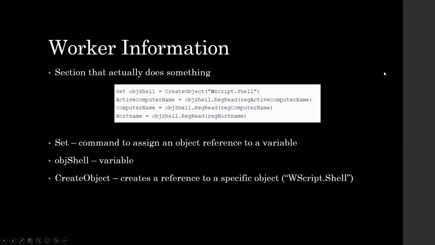The next section is the worker information, and this is going to do the bulk of the work. So it's actually what it's called. We're going to see a few different commands here. We've got a set command, which is going to assign an object reference to a variable. So set object shell is going to be the variable, and set it equal to create object with a wscript.shell. The object shell is going to be your variable. Create object, it creates a reference to the specific object of wscript shell.